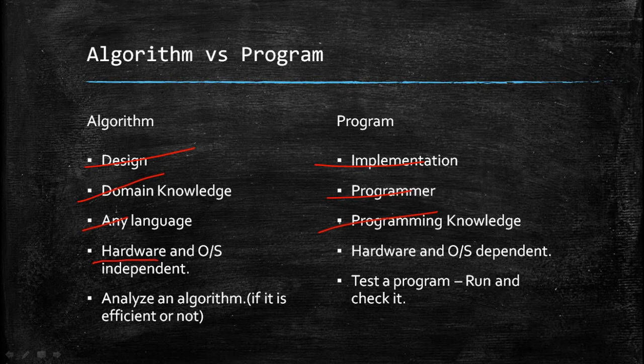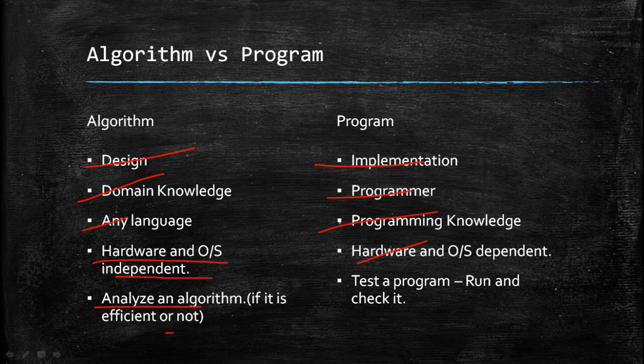Now the fourth difference is algorithm is hardware and OS independent. We don't care in which operating system, either Windows or Linux or Mac, this program is going to work. We just write an algorithm on a pen and paper. We don't need to worry about the operating system or hardware requirements. Whereas program is hardware and OS dependent. We need to have the knowledge of which operating system or which hardware we are going to run this program on. If it is Windows, then the structure might be different. If it is Linux, then the structure might be different.